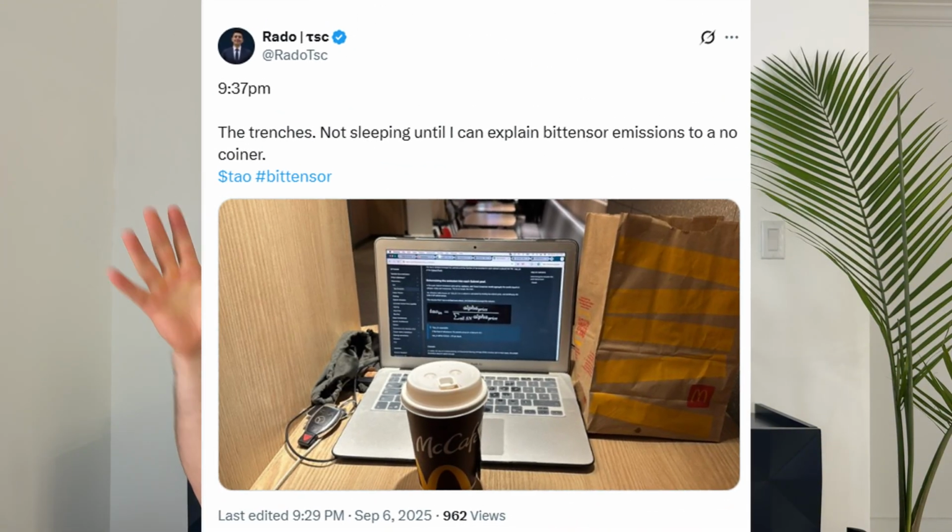Today, I'm going to try my very best to simplify what the hell dynamic Tao emissions are and how they work? Because I kid you not, it took me 1 month to understand this. I was at my local McDonald's, breaking my head, trying to understand how emissions work.